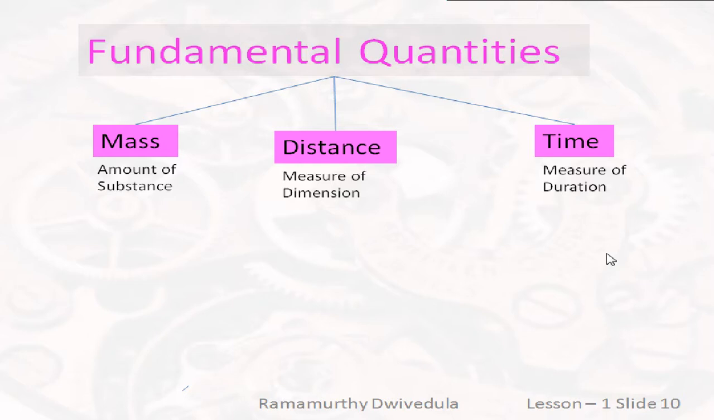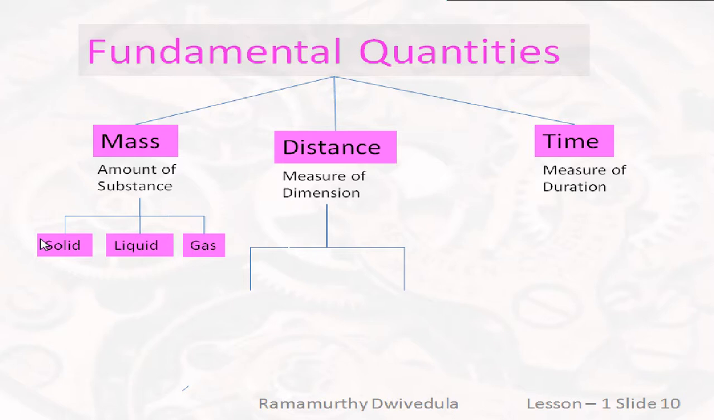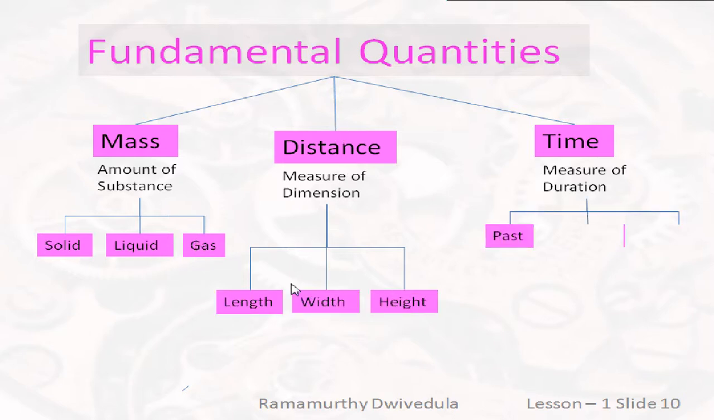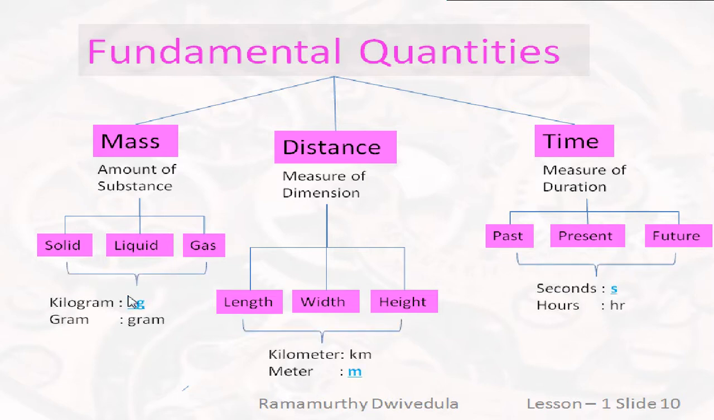It is interesting to note that each of these quantities themselves may come in three forms: mass either as a solid or liquid or gas, distance either length, width and height, time present, past and future. Whatever be the phase of the mass, we try to measure it in either kilograms or grams. Again, distance in either direction we measure in kilometers or meters, and time in seconds or hours. When we use kilogram, meter and second as the units, we are using the SI unit system, international units. We'll try to see more of these fundamental quantities and derived quantities as we go on into the further units.